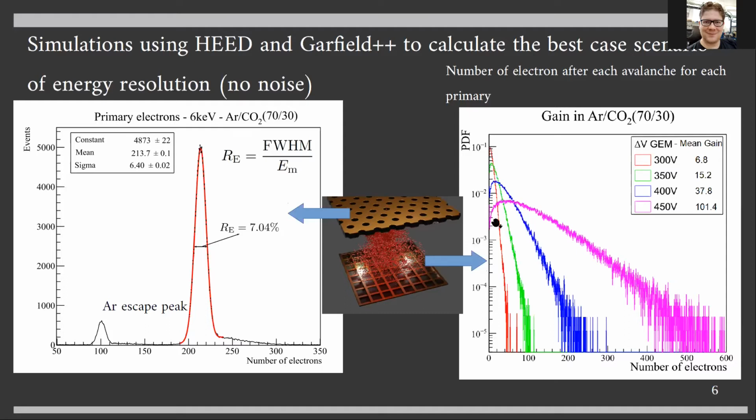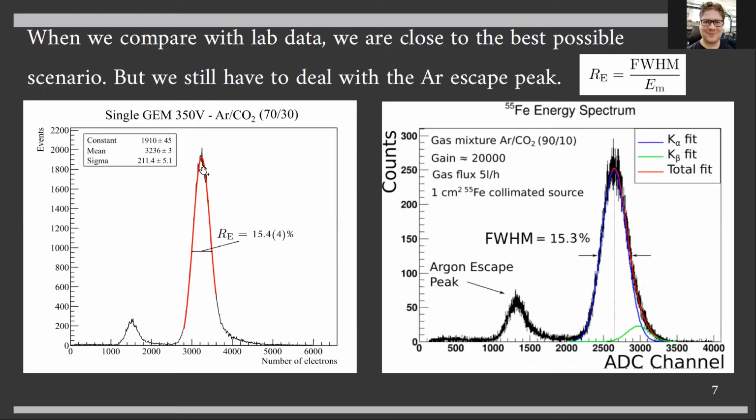And now we can make a very simple Monte Carlo simulation where we are going to draw, respecting the probabilities, a specific number of electrons. And with that reconstruction we can create the energy spectrum after the multiplication. So here what we have is an energy spectrum without any noise, without any electronic issue. And when we compare this simulated data with what we have inside our lab, this is the experimental result of the iron 55 energy resolution. So we are working pretty close to the best possible energy resolution that we could get.